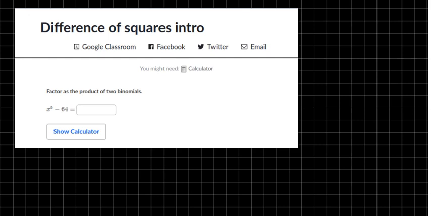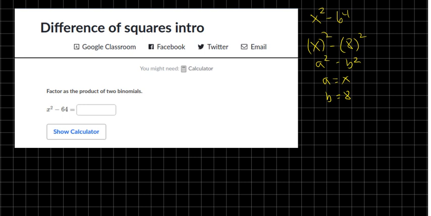So here I've got x squared minus 64. So x squared minus 64. So I need to identify that as two squares. So I've got x squared minus 64, and 64 is 8 squared. And x squared minus 8 squared is my a squared minus b squared. So my a is x and my b is 8.